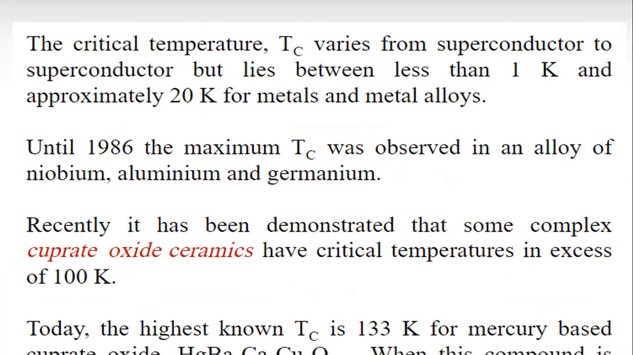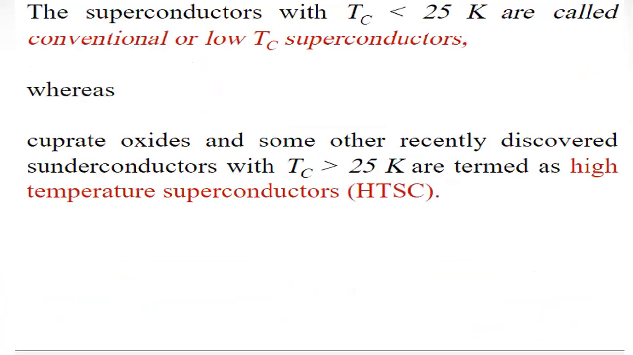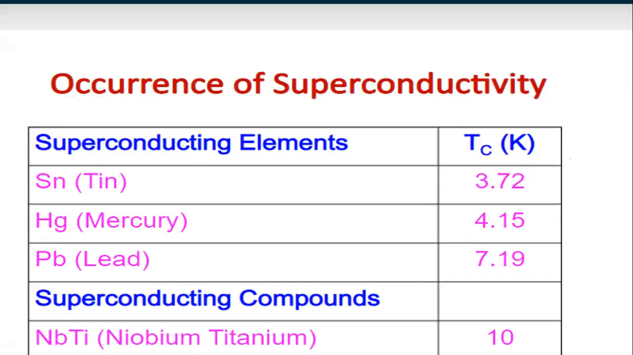Until 1986, it was found that an alloy of niobium, aluminum and germanium had the maximum critical temperature when compared with the type 1 superconductors. A superconductor with a critical temperature less than 25 Kelvin is said to be a low critical temperature superconductor, which we call type 1 superconductors. Now, the occurrence of superconductivity: tin, a superconducting element, behaves as a superconductor at a temperature of 3.72 Kelvin.